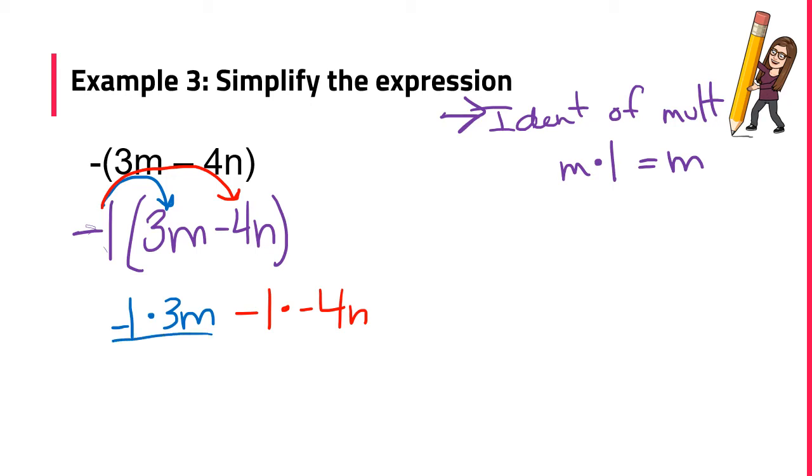Negative 1 times 3 is negative 3, and we'll just keep the letter there. Negative 1 times negative 4, a negative times a negative is a positive, so I have a positive 4n. All right, do you see how those separate colors kind of help? So maybe if you don't have colors, maybe consider writing them a little bit separate until you get to your final simplification.